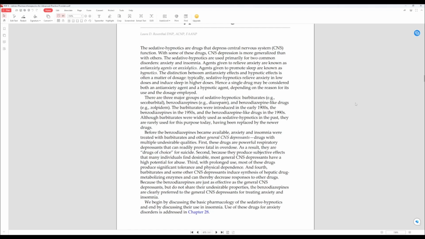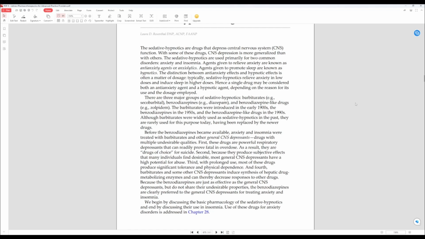The distinction between anti-anxiety effects and hypnotic effects is often a matter of dosage. Typically, sedative hypnotics relieve anxiety in low doses and induce sleep in high doses. Therefore, a single drug may be considered both an anti-anxiety agent as well as a hypnotic agent, depending on the reason for its use and the dosage employed.